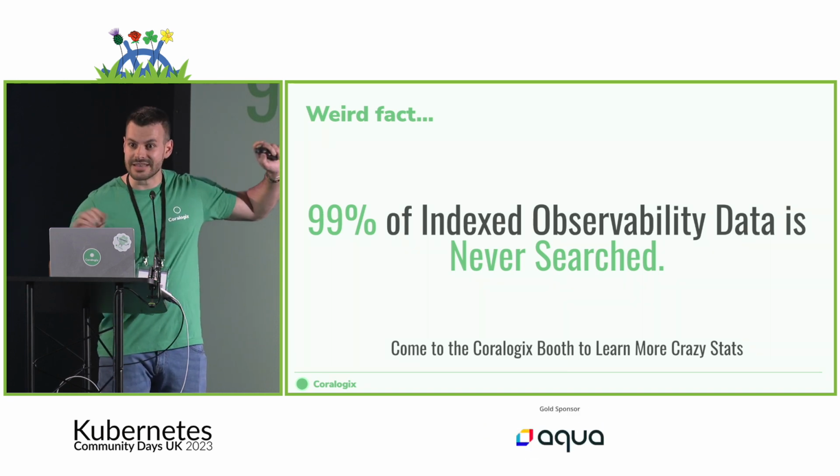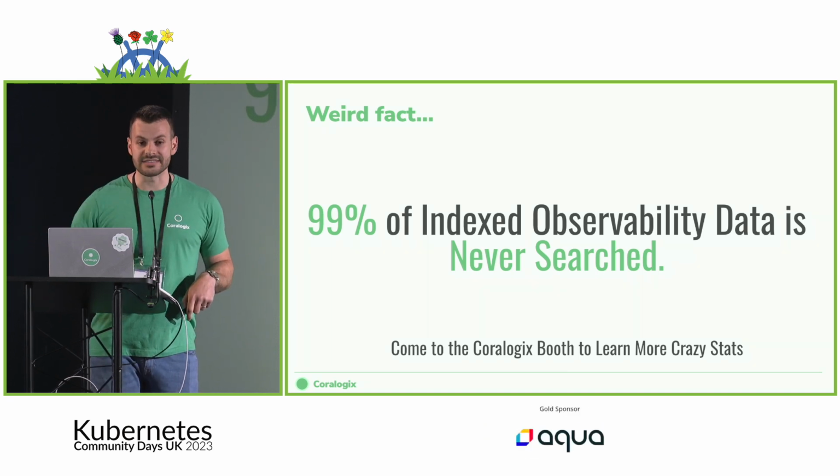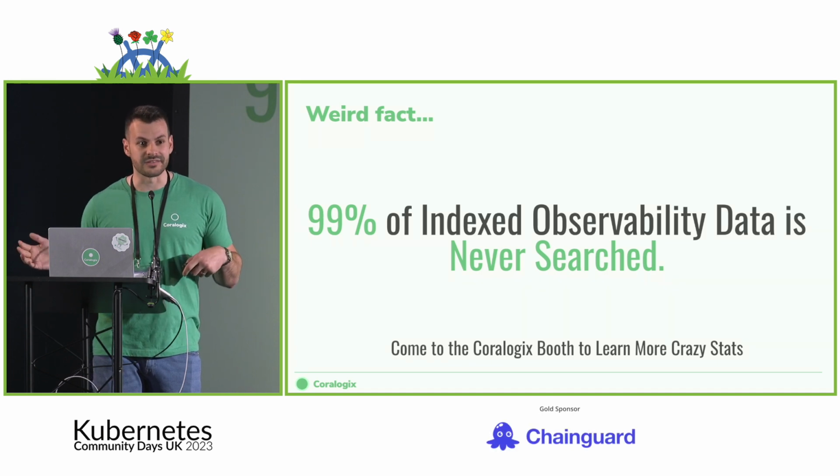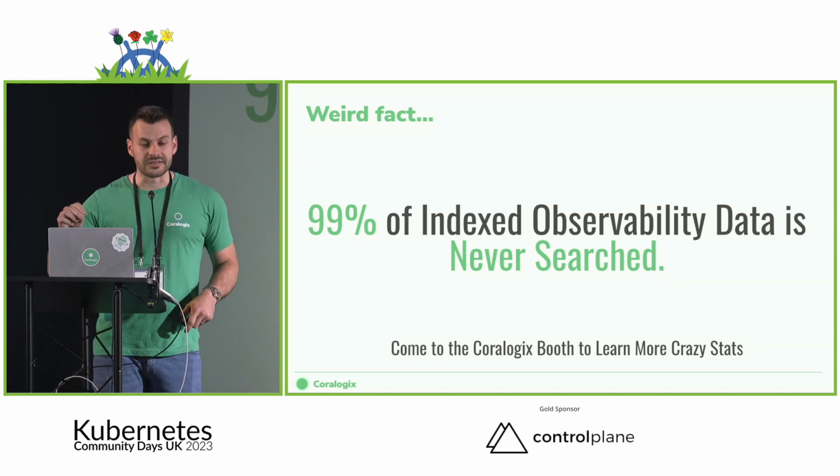99% of your indexed data is never searched. The whole point of indexing data is to search it, we index it, and then we never do anything with it. Wasted money. It's part of the reason why observability is so expensive.